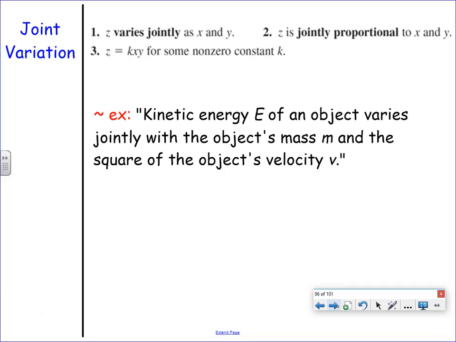So last but not least, I know, but let's get this last one in. Kinetic energy varies jointly, direct variation with what? Mass and square of velocity. Who's on the left? E. Jointly means direct with who? That looks kind of like a popular formula that we've seen before.